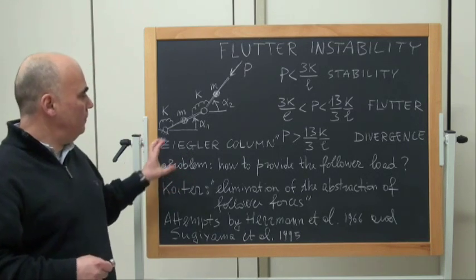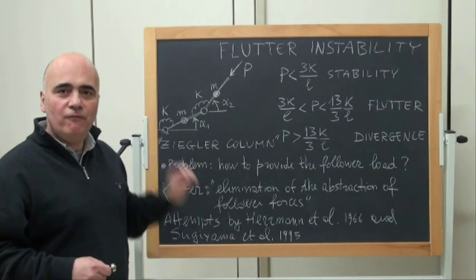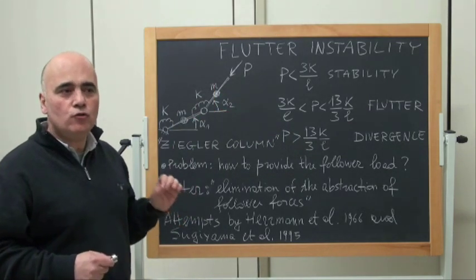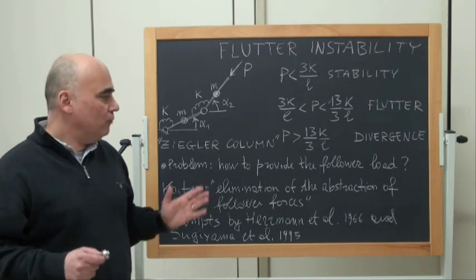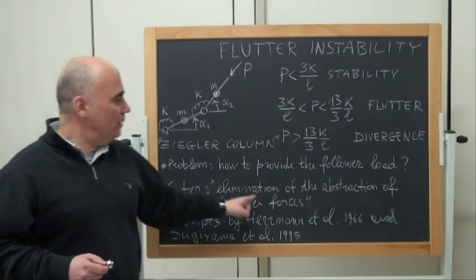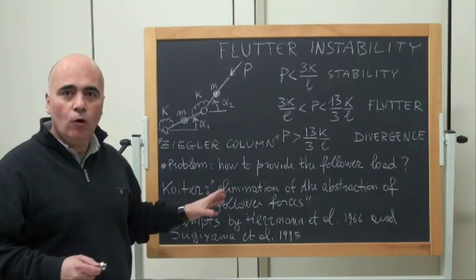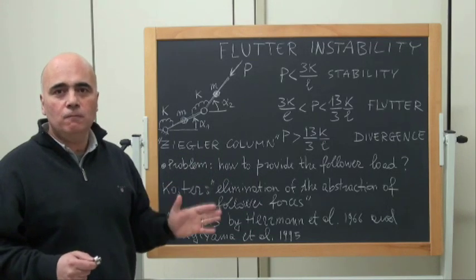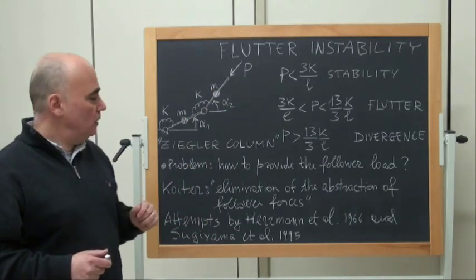Our first problem is how to provide the follower load. This is a very difficult point, and it was considered almost impossible until a few years ago. And Keuter wrote proposing the elimination of the abstraction of follower forces because he thought there was no realistic way of inducing such a follower load.